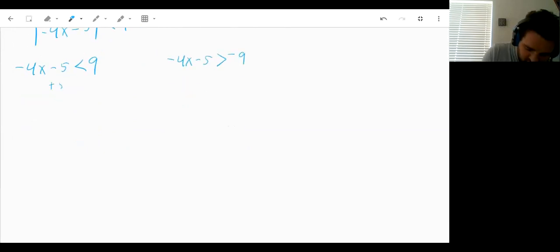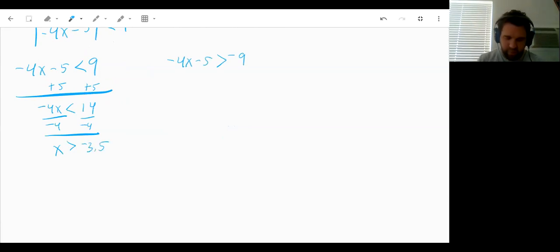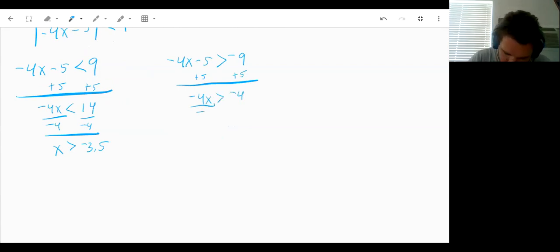Well, we can now solve these, so add 5 to both sides. -4x is less than 14, divide by -4. Well, now we're dividing by negative, so we have to flip the direction of our sign again. And 14 divided by -4 is going to be a -3.5. On the next one, we can add 5 to both sides. Get a -4x is greater than -4. Can divide both sides by -4. We get an x is less than 1.